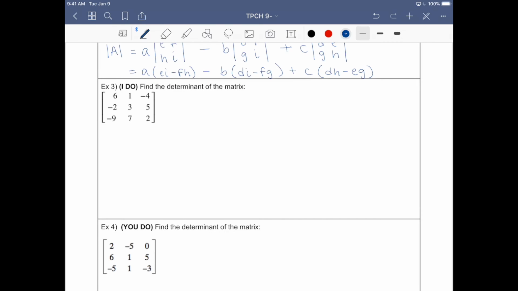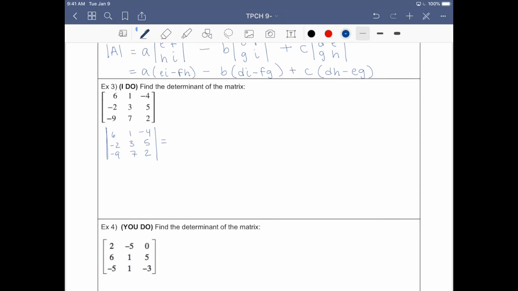So here's an example. It says find the determinant of the matrix. If I do that, I'm actually not going to draw it 3 times. I'm just going to hope that you remember what the process is. I don't expect you to write it 3 times, but if you need to in order to make sure you didn't miss anything, then you do that.